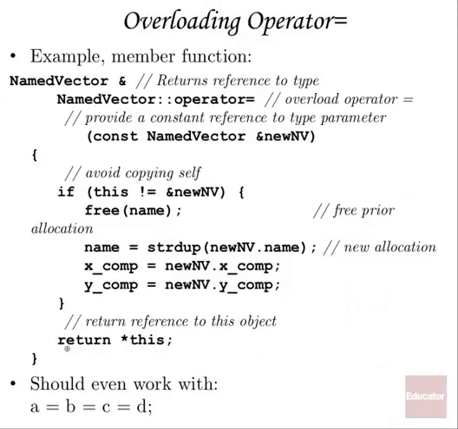Now, our class is called NamedVector. The member function that we're writing returns a reference to the type, in this case NamedVector. So here is our return value. You don't necessarily have to format it this way. I'm formatting it this way so that we can see all the comments to identify what's going on.